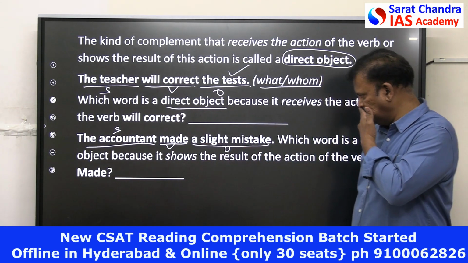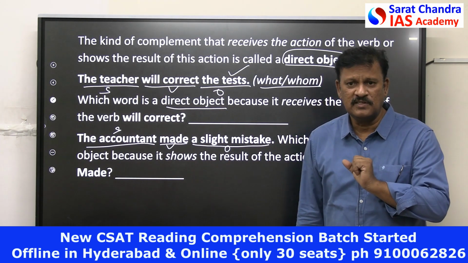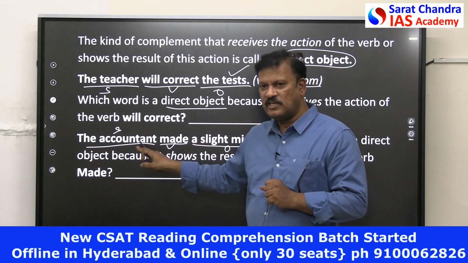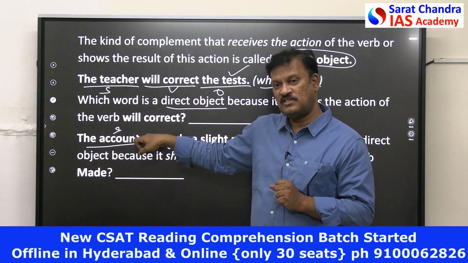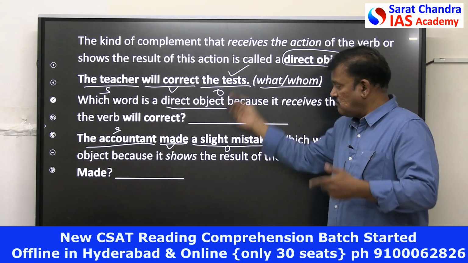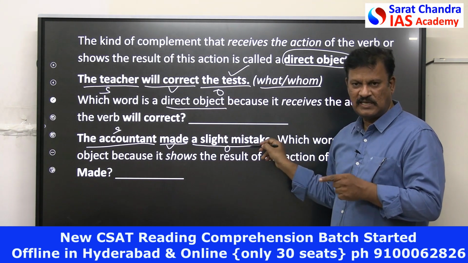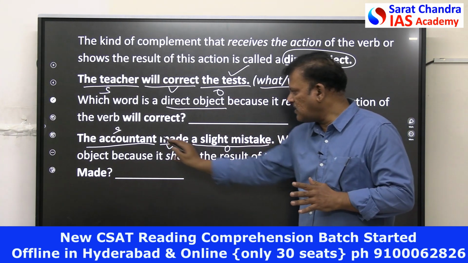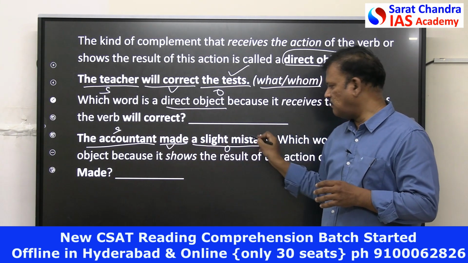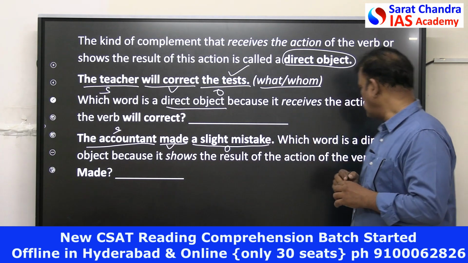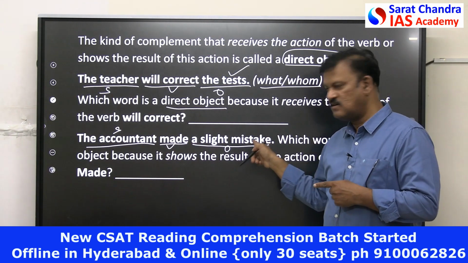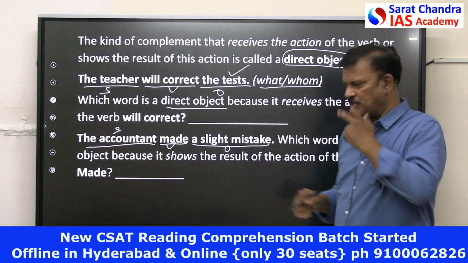Now remember, in the object, sorry, you have a group of words, but our hero is the last word. In the subject, you have a group of words, but our hero is the last word of that group. In the object, you have a group of words, let it be, but the last word is our hero. So only read this, this and this. Accountant made mistake. Now tell me which word is a direct object because it shows the result of the action of the verb made. That's it. Mistake.